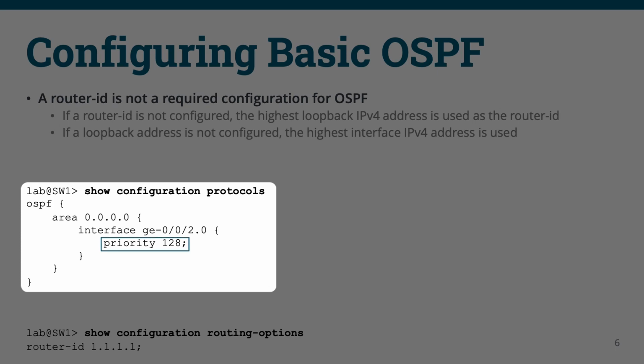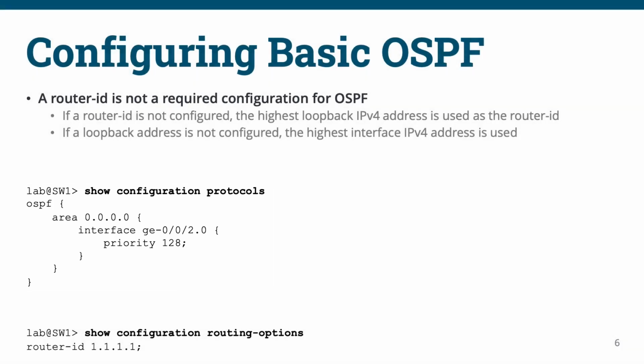We've also configured the interface with a priority value. The priority value is only used in the DR and BDR election process, which we'll review in another lesson in this section. At this time, once the interface and area configuration are complete, the configured interface will begin originating hello packets with the default timer values. If any other compatible OSPF-speaking routers are present on the broadcast domain, then a neighbor relationship will be formed.